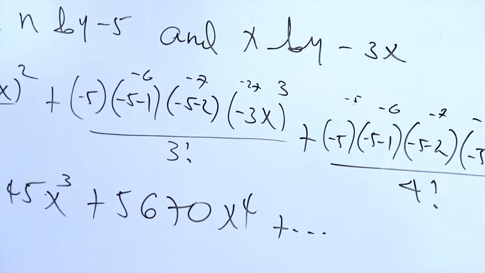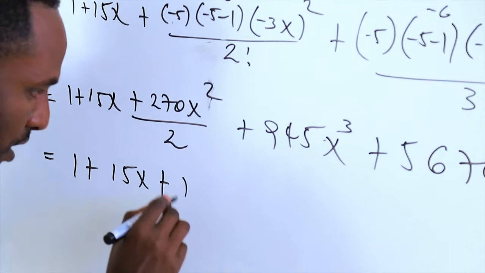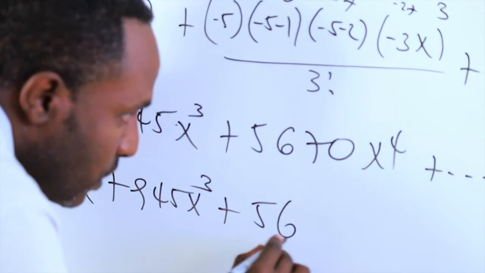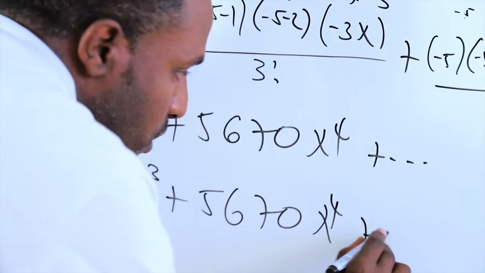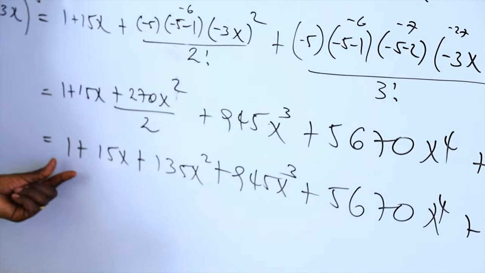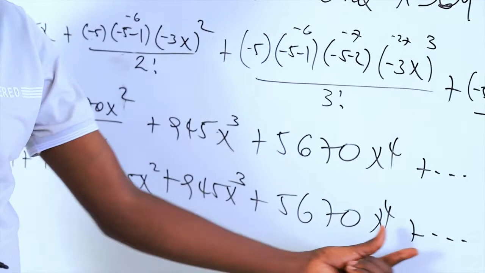So the expression, when we multiply the last part: 1 plus 15x plus, when we divide 270 by 2, 135x to the power of 2, plus 945x to the power of 3, plus 5670 x to the power of 4, plus, and we can continue in such a way. So 1 minus 3x to the power of minus 5 is exactly equal to 1 plus 15x plus 135x squared plus 945x cubed plus 5670 x to the power of 4 plus, and continue in such a way.